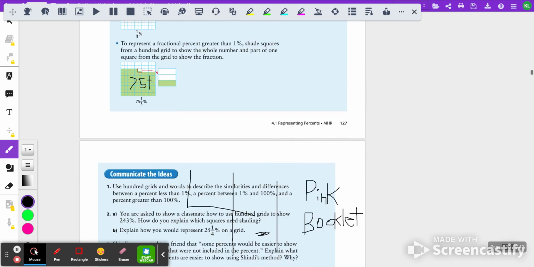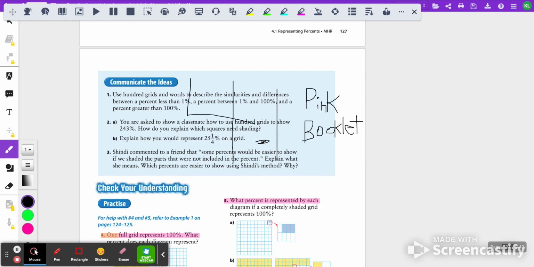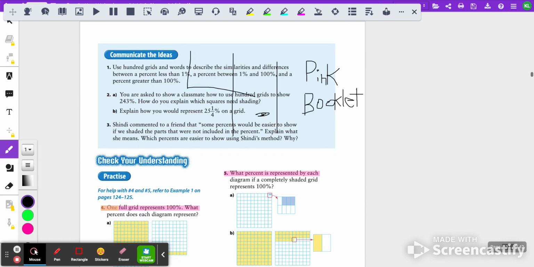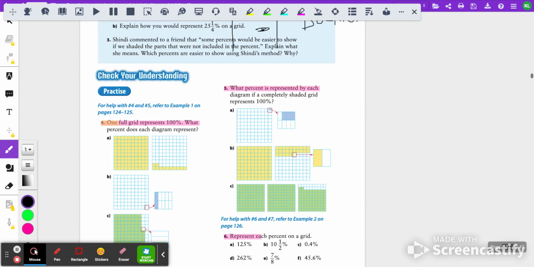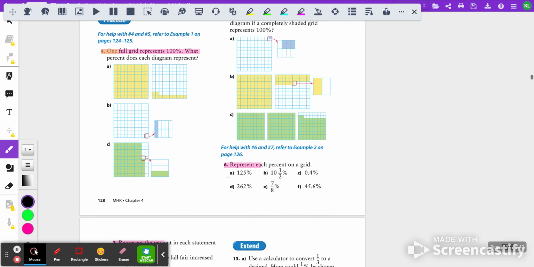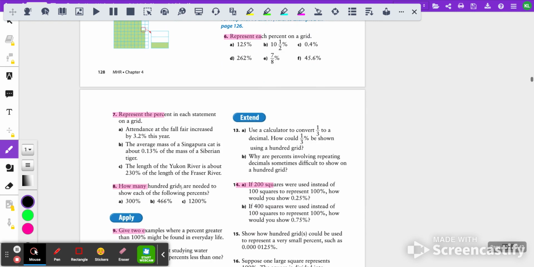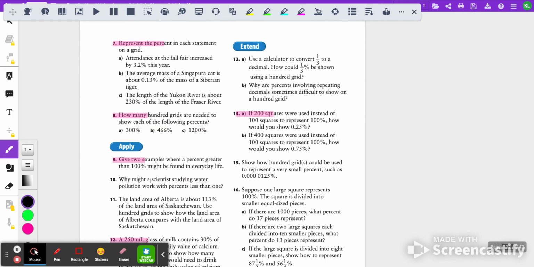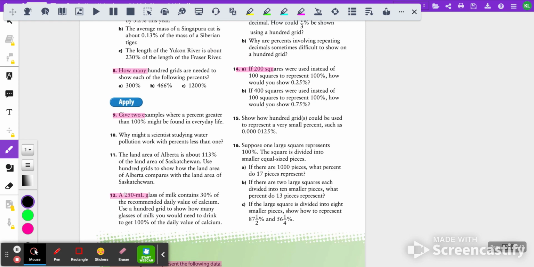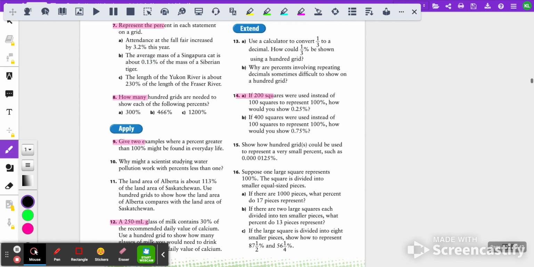All right. You now have time to complete your pink booklet, all of 4.1, and hand it into the bin. I will be marking that. And also check your understanding and then work on the practice and apply questions in your textbook on page 128. You will be completing questions 4, 5, 6, 7, 8, 9, and then skipping to 12 and 14. And these questions are listed in your notes as well as what you need to complete and the slideshow.